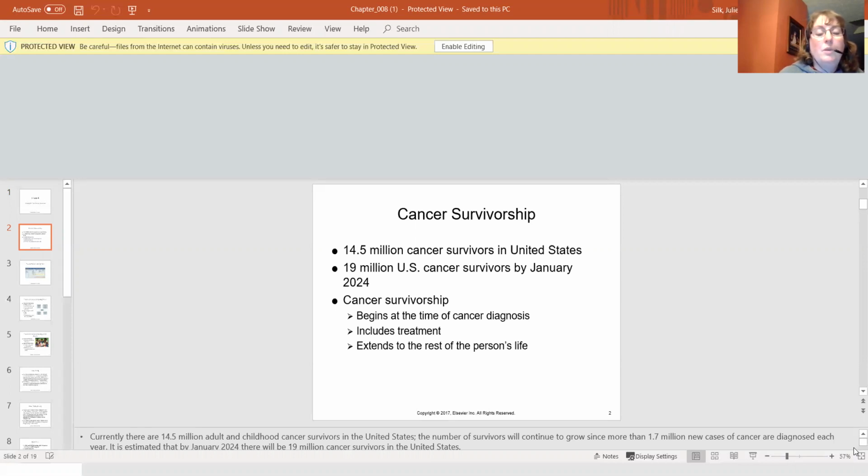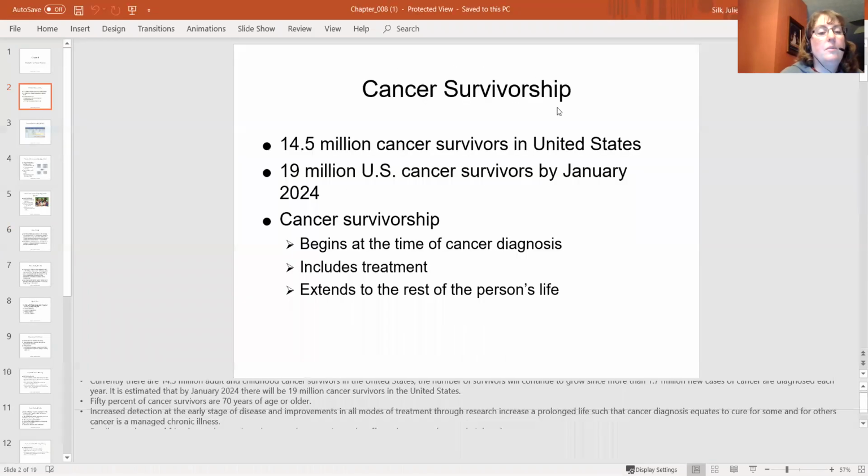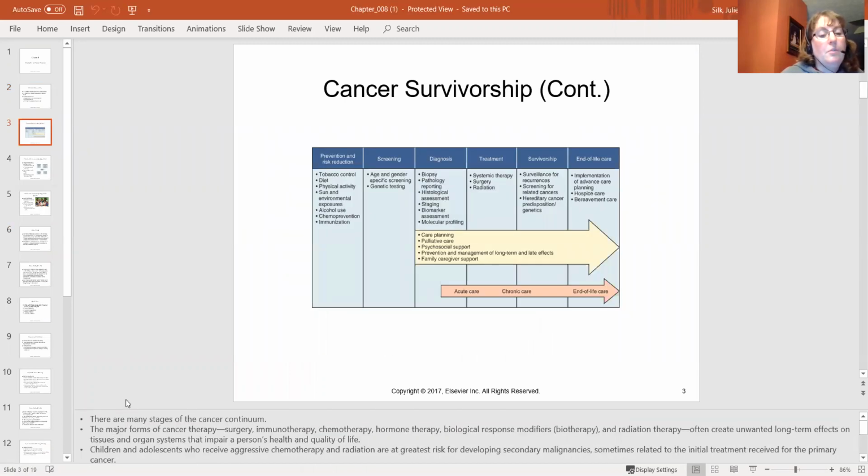So when we talk about cancer survivorship, this begins at the time of cancer diagnosis and includes treatment, and extends to the rest of the person's life. There are many stages of the cancer continuum. The major forms of cancer therapy would be surgery, immunotherapy, chemotherapy, hormone therapy, biologic response modifiers, and radiation therapy.